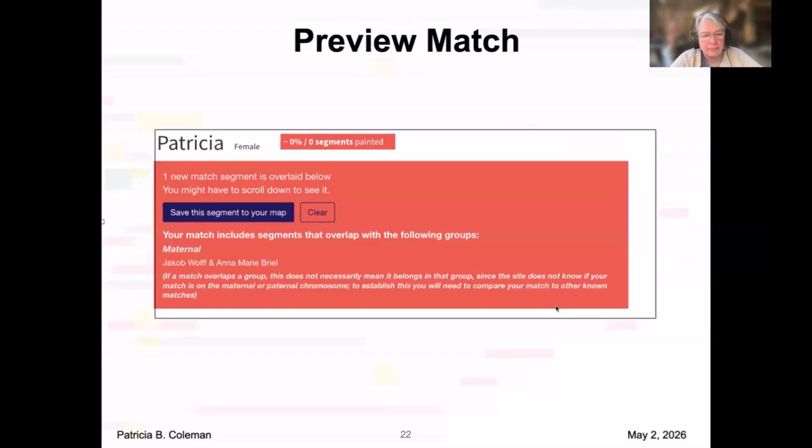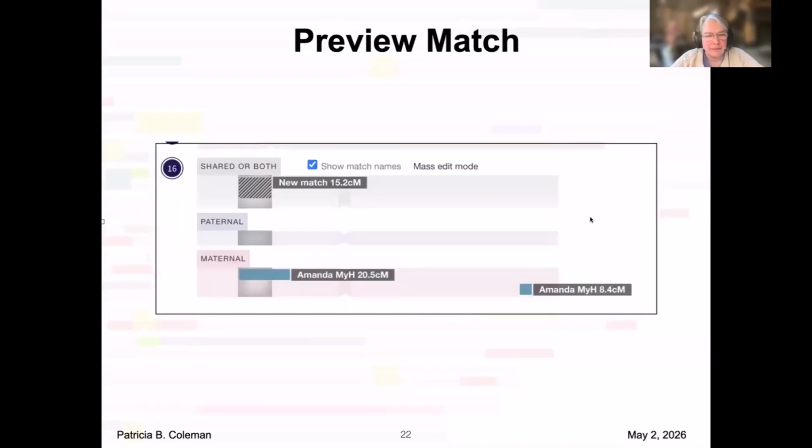This is at the top of my profile. It's telling me that I have one match segment. It says it happens to be basically overlap with maternal Jacob Wolf and Anna Marie Brill. That's just giving you a hint as to where it is. It's not telling you that that's where it belongs. I mean, it could be a paternal segment. Now, we happen to know it isn't, but don't take what it says there as, aha, that's where it has to be. You know, you need to research that one.